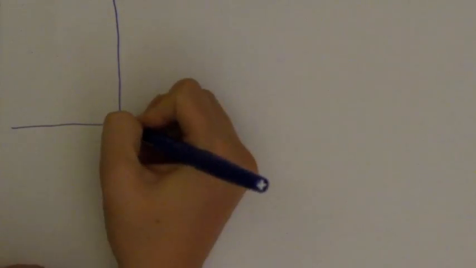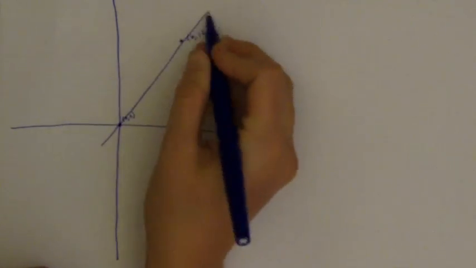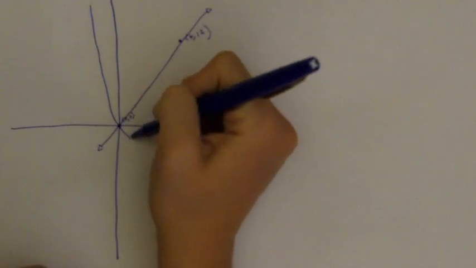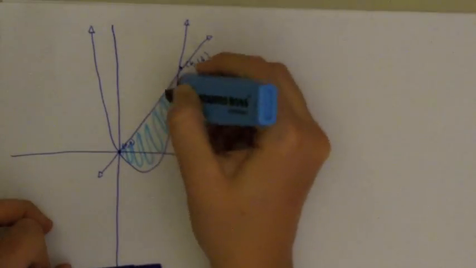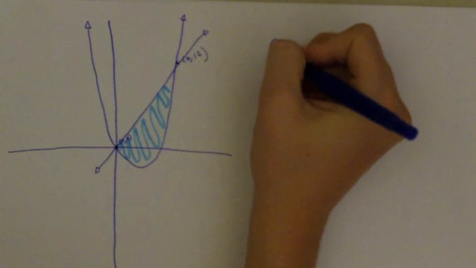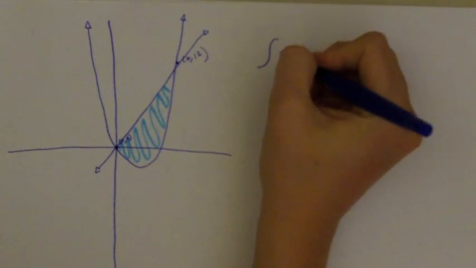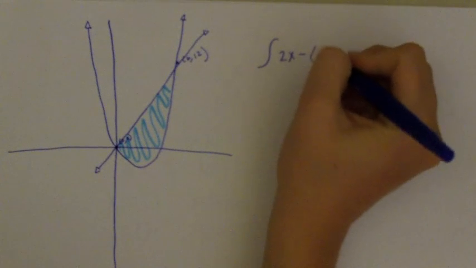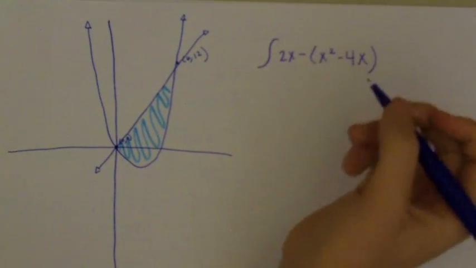Now we will graph these two curves using the points of intersection. We do this to find which curve is on top. The shaded region is the area we're trying to find. From this graph, we can see that 2x is the top curve. Therefore, we subtract 2x minus x squared minus 4x, the bottom curve, in the integration from 0 to 6.